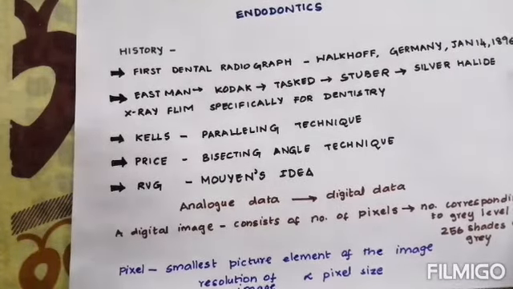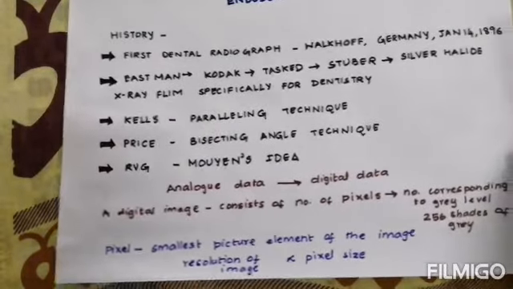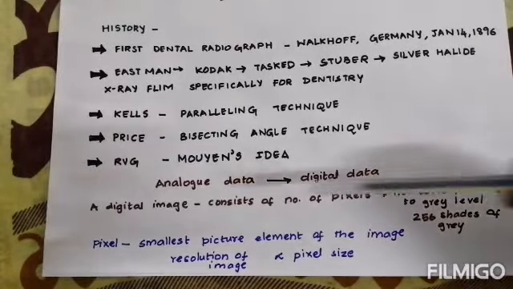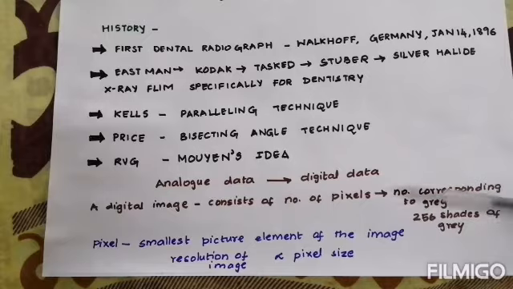In digital radiography, the analog data is converted into digital data. A digital image consists of a number of pixels, each number corresponding to a gray level. We have 256 shades of gray in our digital radiographic image. A pixel is the smallest picture element of the image. Resolution of the image is directly proportional to the pixel size.